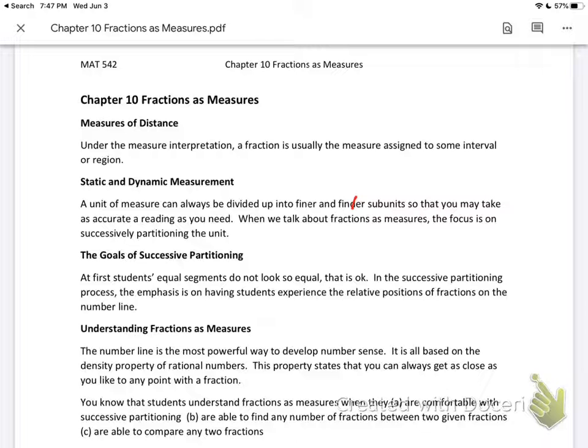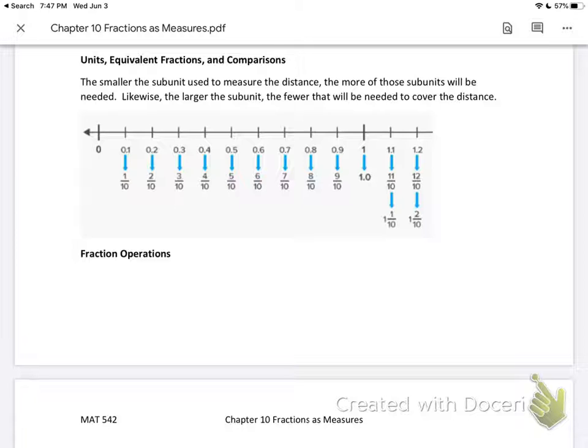It will help them really to develop a good number sense, because it's all based on the density property of rational numbers. The property states that you can always get as close as you like to any point with a fraction. So you know that your students understand fractions when they are comfortable with successive partitioning, and they're able to find any number of fractions between two given fractions, and they're able to compare fractions. Okay, units, equivalent fractions, comparisons.